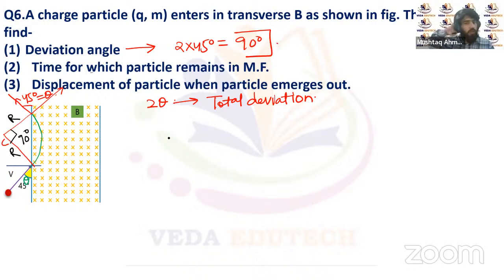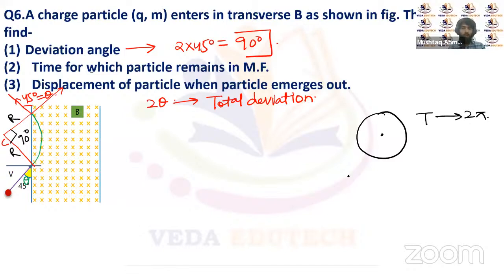Now the question is the time for which the particle remains in the magnetic field. We know that when a particle moves in a circular path, it completes an angle of 2 pi in one complete time period. It means that once the particle is in a magnetic field, the angle covered by the particle in one time period is the 360-degree angle. But now the particle does not cover the angle of 2 pi here. In this case, it covers only the angle of 2 theta, right?